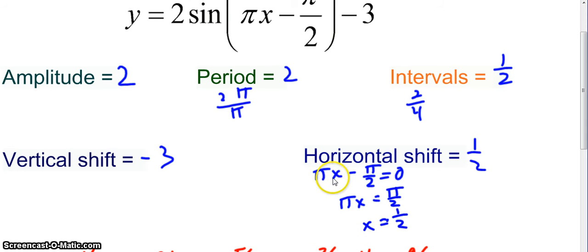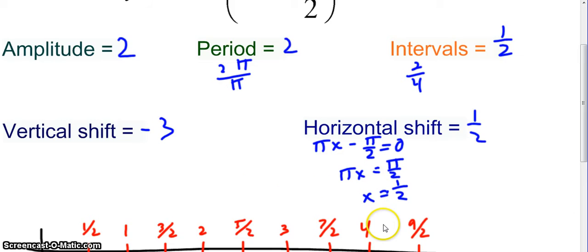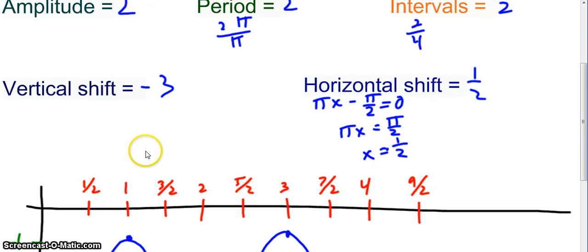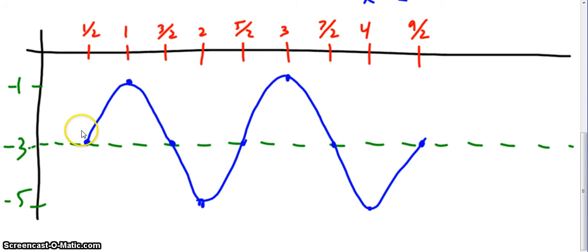Horizontal shift is maybe the trickiest one, so I set what's in the parentheses equal to 0. Again, your other option would be to factor out pi. That's how I got the 1/2. Now, I intentionally graphed this one slightly different than the previous one, so just to show you, and I talked about this on the previous one.